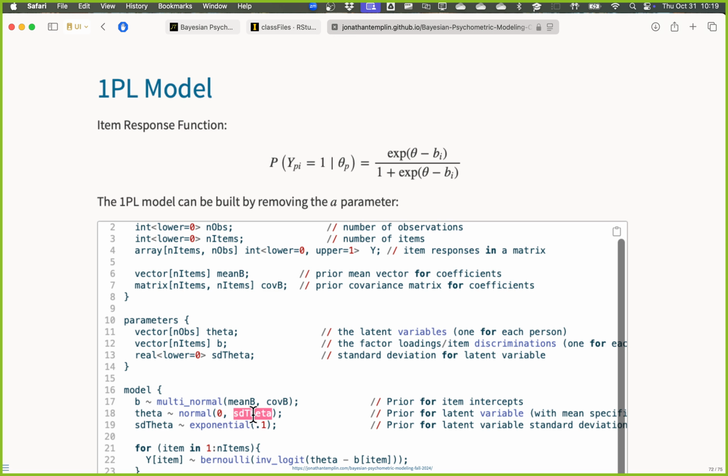The other part of that is now the standard deviation of theta is an estimated parameter, and so we have to give it a prior, and so I can just put a prior distribution on it. So this is what we would call an empirical prior. It's also the first place that we see where we can estimate or set the scale identification of theta through estimates, not by fixing it.